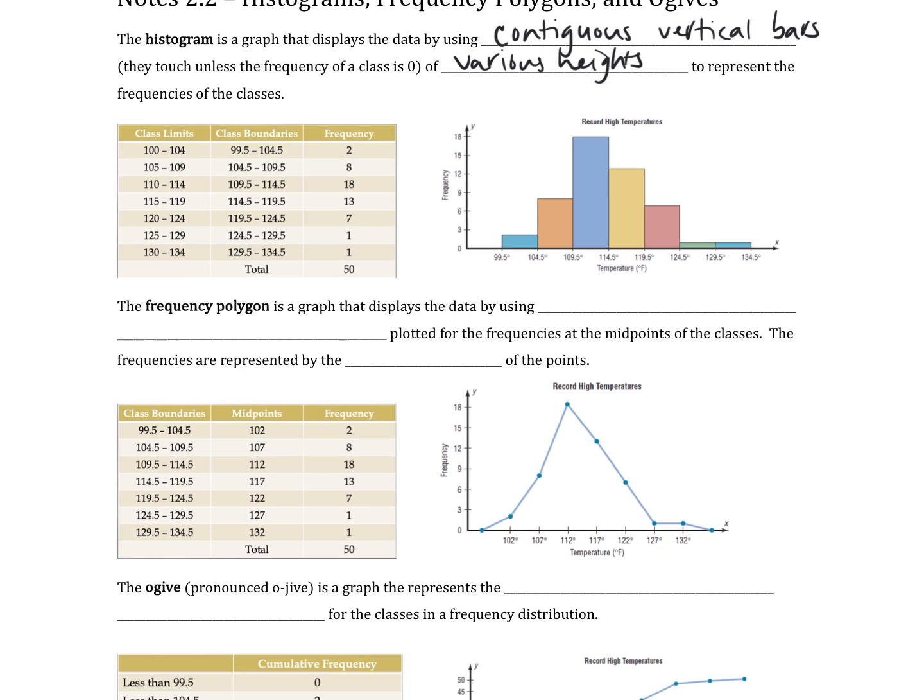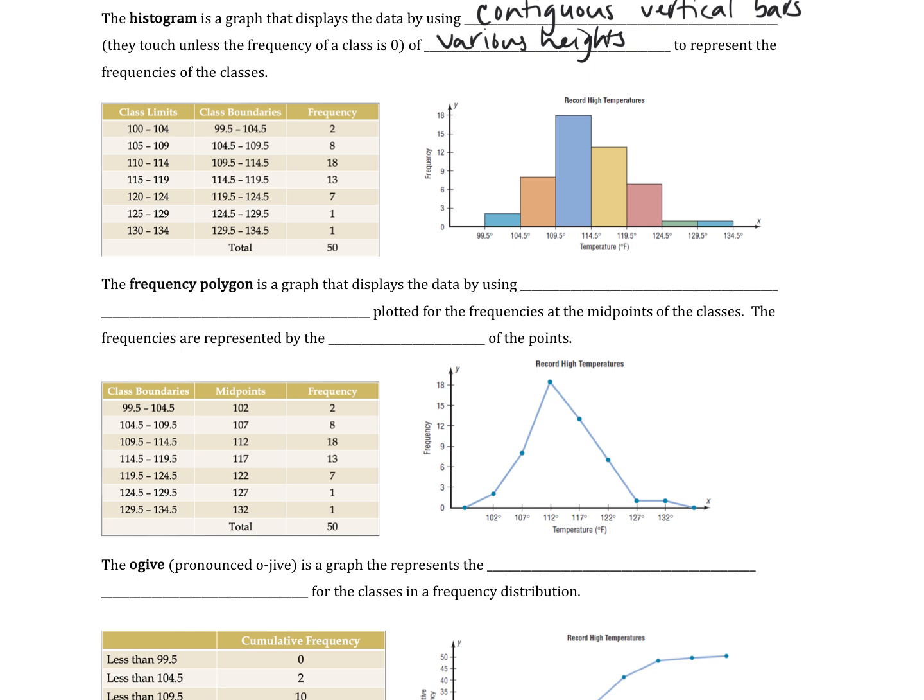A frequency polygon is a graph that displays the data by using lines that connect points. And actually, sorry, it doesn't just connect points, it connects the midpoints. Plotted for the frequencies at the midpoints of the classes. The frequencies are represented by the heights of the points.